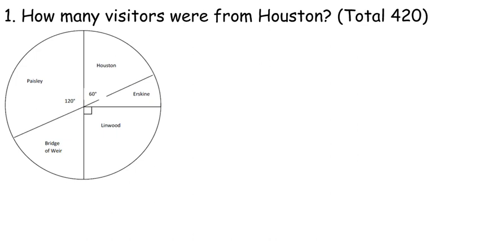So our first question here says, how many visitors are coming from Houston? And I've just included there that the total is 420. So if I look at the part of the pie chart that encompasses Houston, it's got 60 degrees. Okay, so how we want to lay this out and how we want to do it in our calculator is we want to use a fraction. We want to use 60 degrees out of 360 degrees, and we want to times that by the 420.